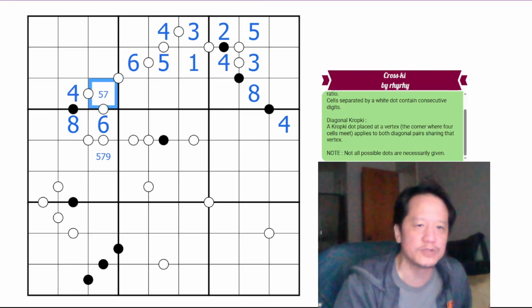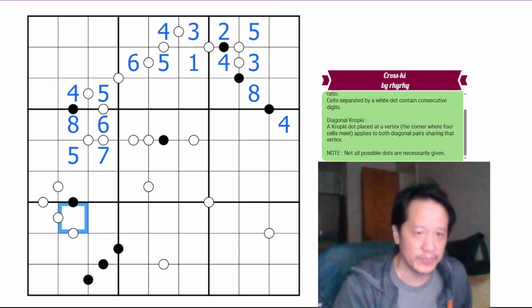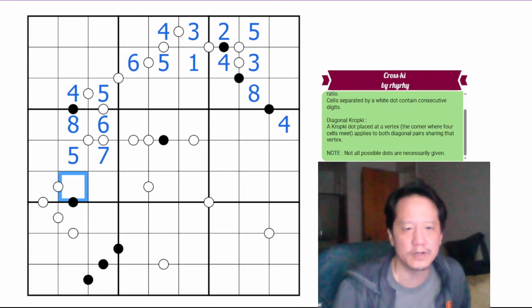4 and 6 are both consecutive with 5. 5 and 6 forces this to be 7 here. 6 is also consecutive with 5 being there. This cannot be 4 or 8. So this is either 1, 2 as a pair or 3, 6 as a pair.